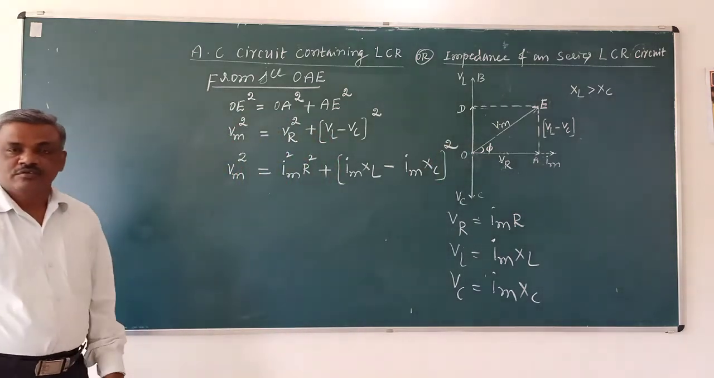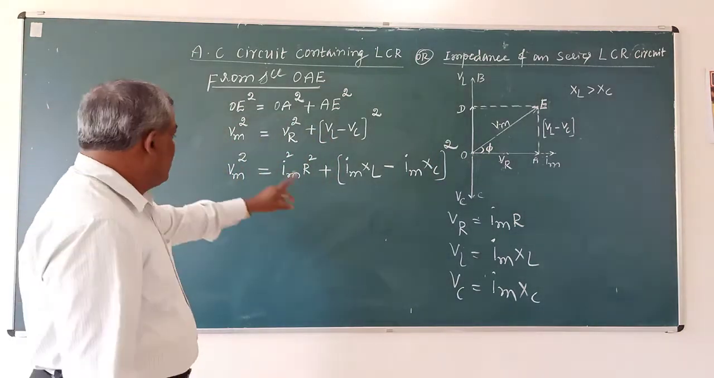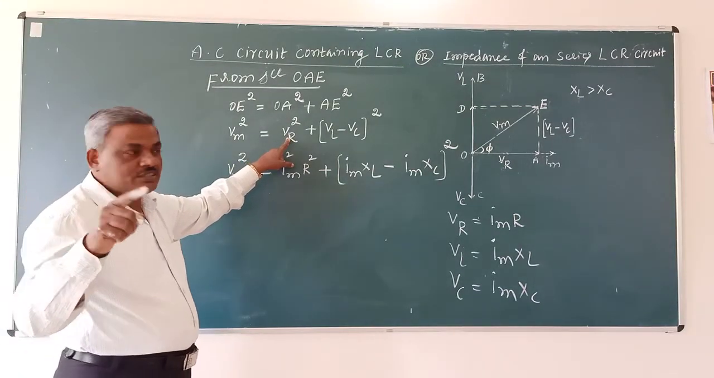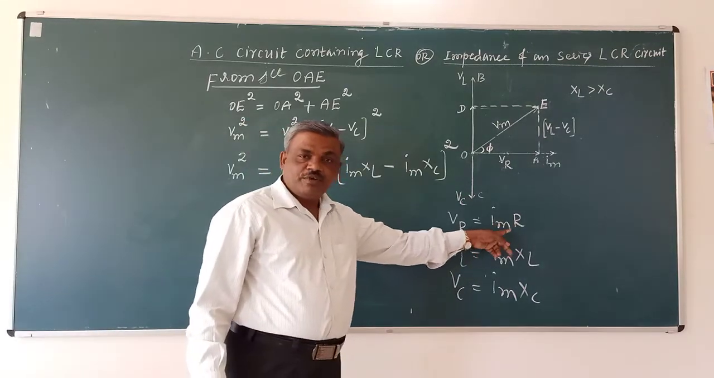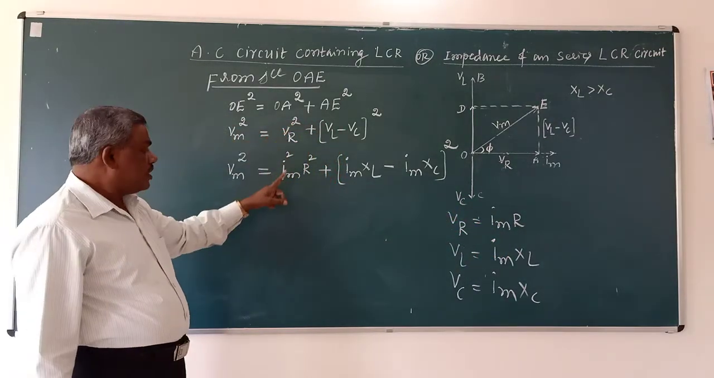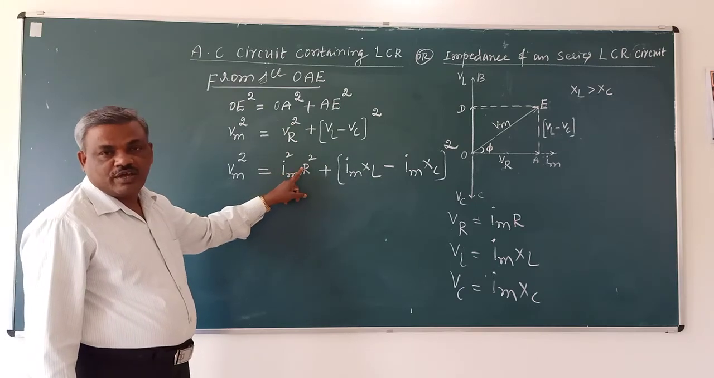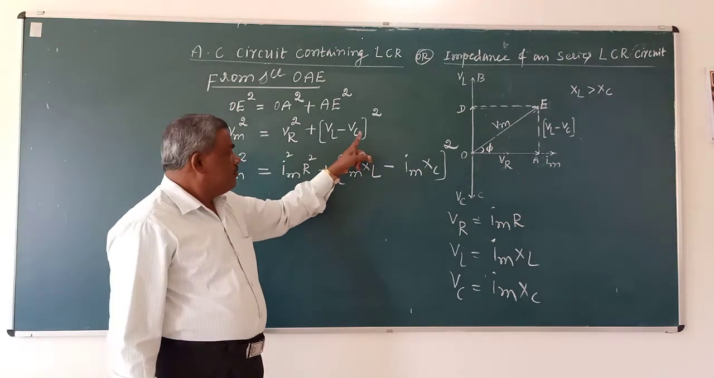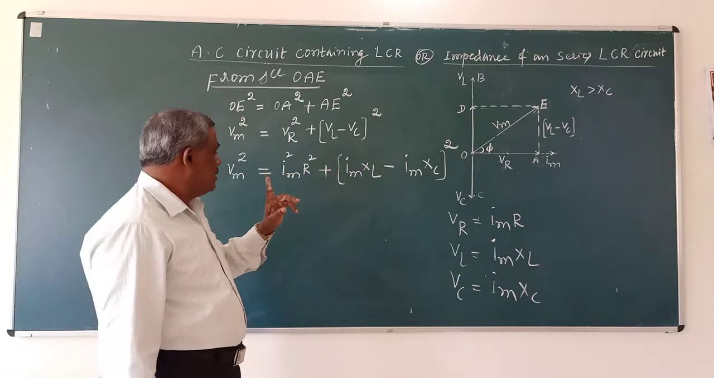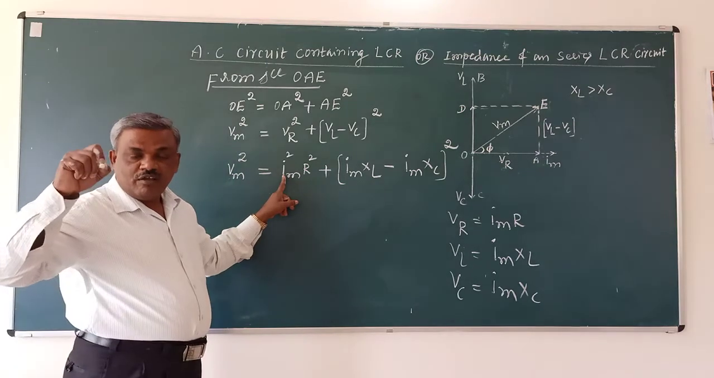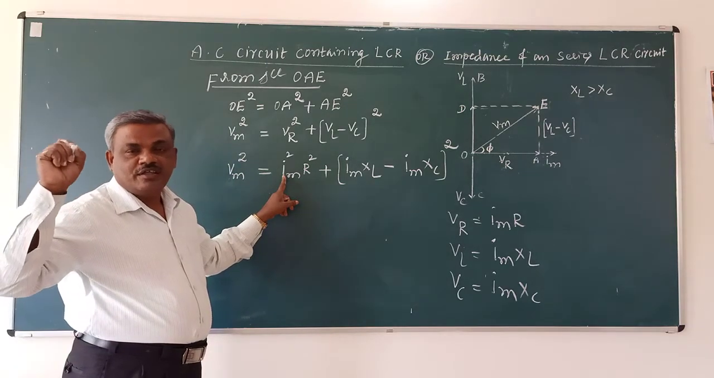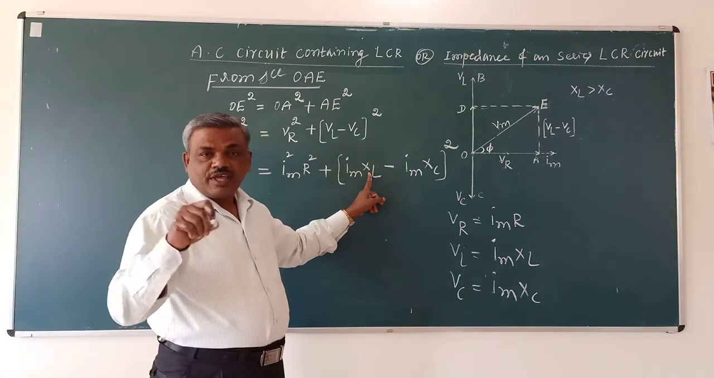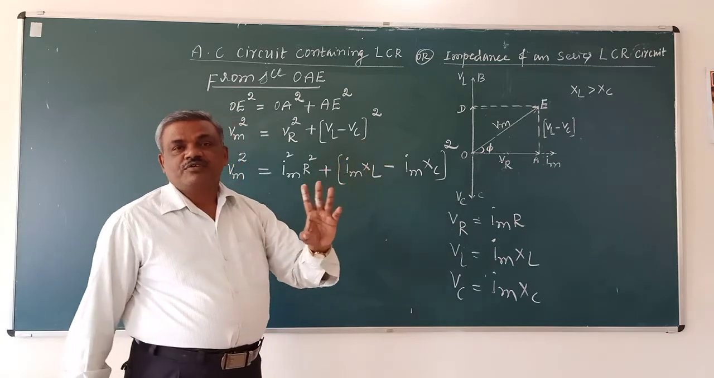Now students, I repeat one more time. VM square: VR is the potential difference across the resistor, VR equals IM into R, so VR square equals IM square R square. Plus VL equals IM XL, and VC equals IM XC. IM is the peak value of alternating current in the LCR circuit, R is the resistor, XL is the inductive reactance, and XC is the capacitive reactance.